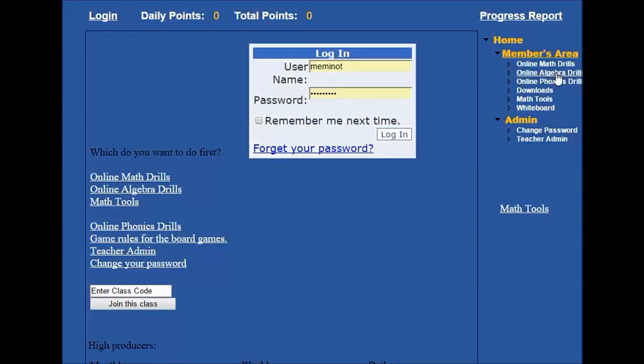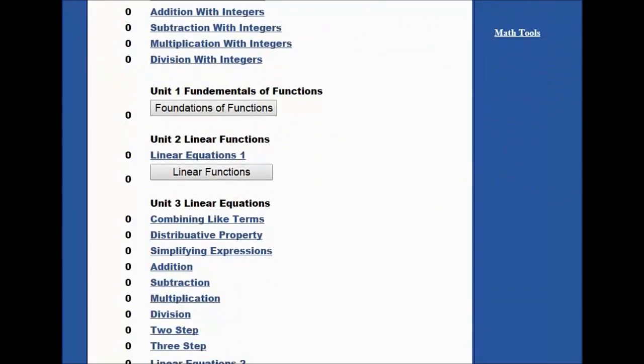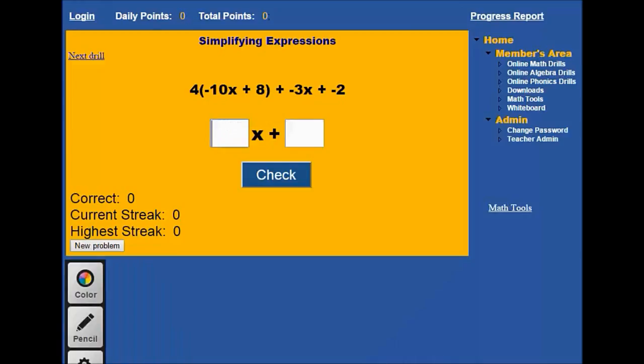This video is for online algebra drills. Simplifying expressions. Right, these are going to take just a little bit more work.